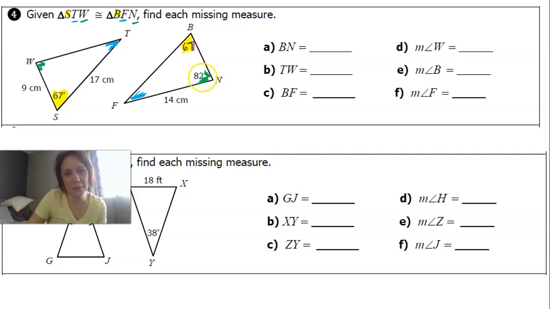Okay, so W and N. Look, they gave us that N is 82. So I can take that 82 and move it over here. So already I know 4 of my 6 angles, right?